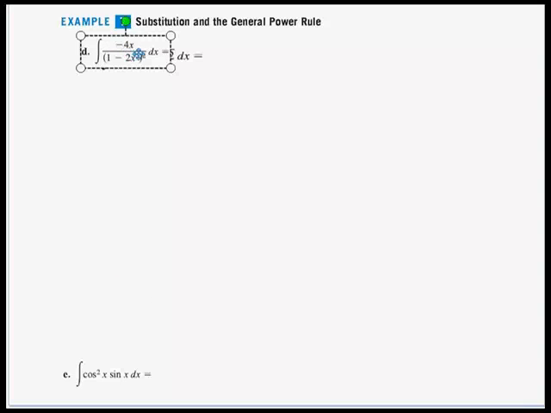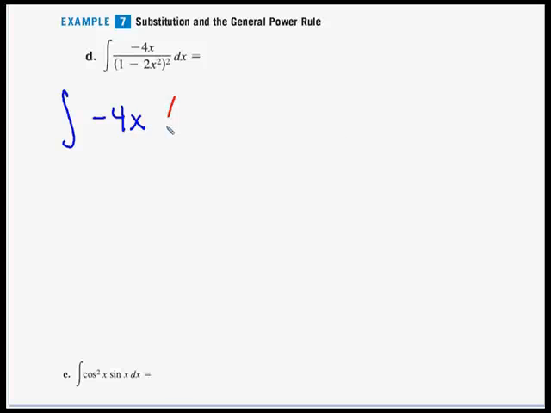Ooh, this one's a little different. We have a numerator-denominator, and it looks like our inner function might be that denominator. So let's rewrite that with a negative exponent. We have our negative 4x in the numerator. When we bring our denominator up, it's going to become 1 minus 2x squared to the negative 2 power dx. So inner function might be this. Let's check and derive it.